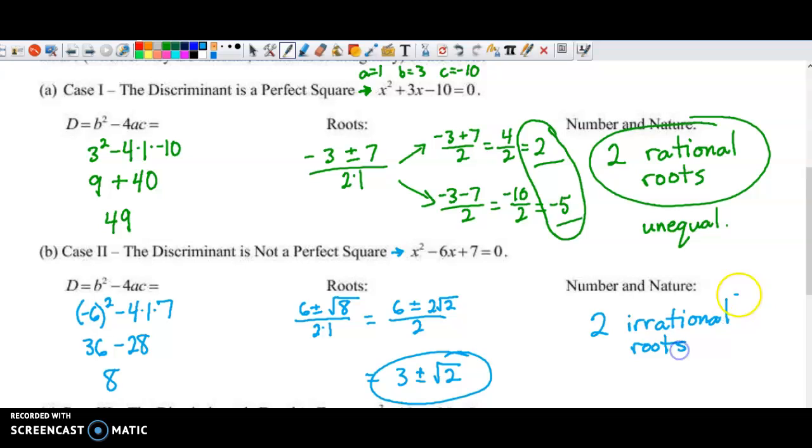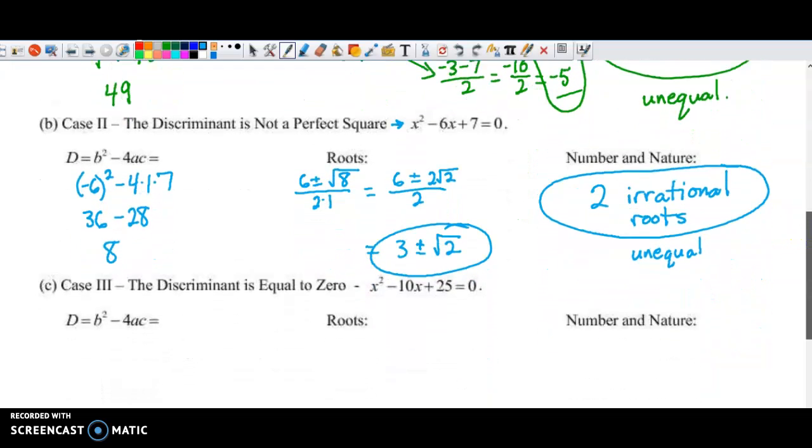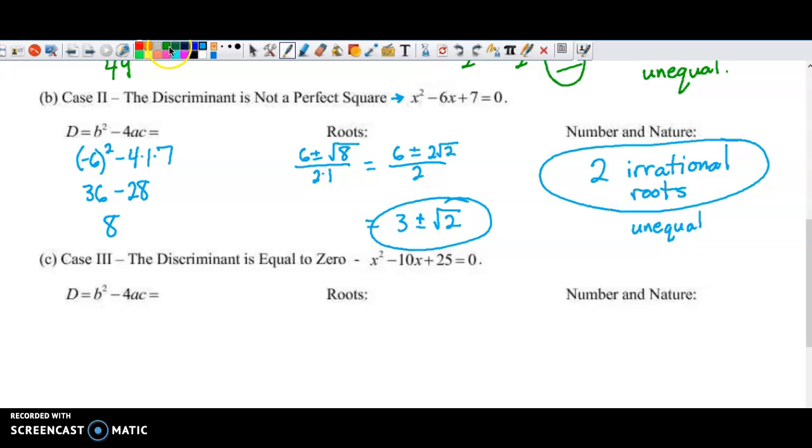So that's all I'm going to say about this. But the directions also talk about it being unequal. They're not the same number. 3 plus root 2 is different than 3 minus root 2. But the next section, again, I'm just going to change colors just to distinguish. If you go through the work and you do negative b squared, okay, so it's just b squared, minus 4 times 1 times 25, a and c. This time you get 100 minus 100, which equals 0.